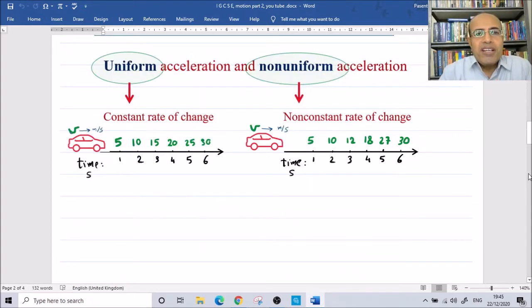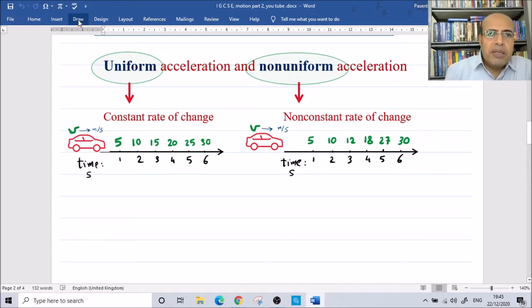We have two types of acceleration: uniform acceleration and non-uniform acceleration. We say the acceleration is uniform if the velocity increases at a constant rate. For example, look at the first example. Down is the time in seconds, 1, 2, 3, 4, and up the velocity, 5, 10, 15, 20, and so on. At the first second it's 5, at the second it is 10, at the third second it is 15, and so on.